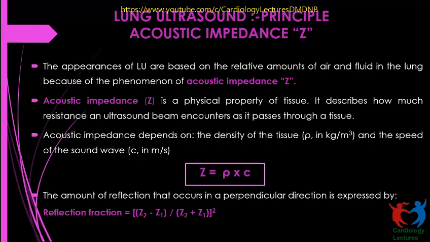So acoustic impedance depends on the density of the tissue, that is rho, and the speed of the sound wave in that particular medium. So Z is equal to rho into the speed. The amount of reflection that occurs in a perpendicular direction is expressed by the reflection fraction. So if you take the Z of one medium and the Z of the other medium, then the amount of reflection can be calculated as a reflection fraction.